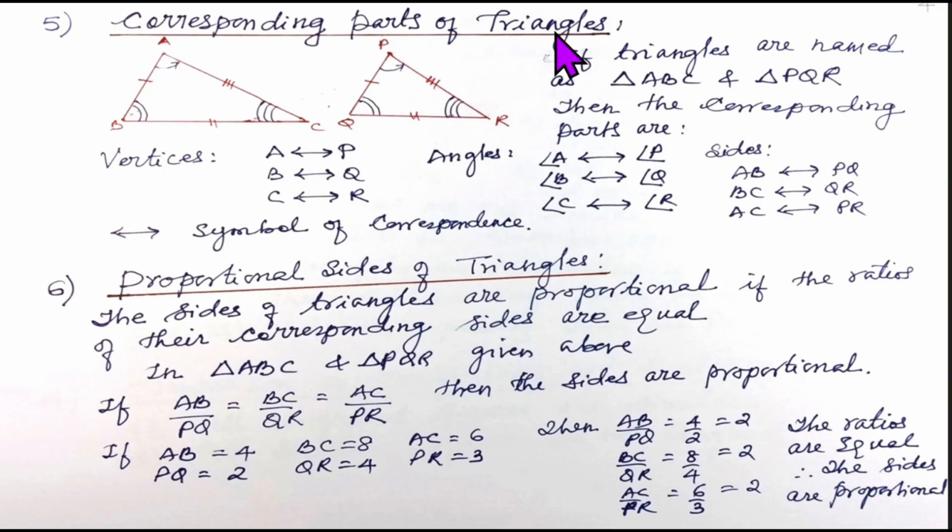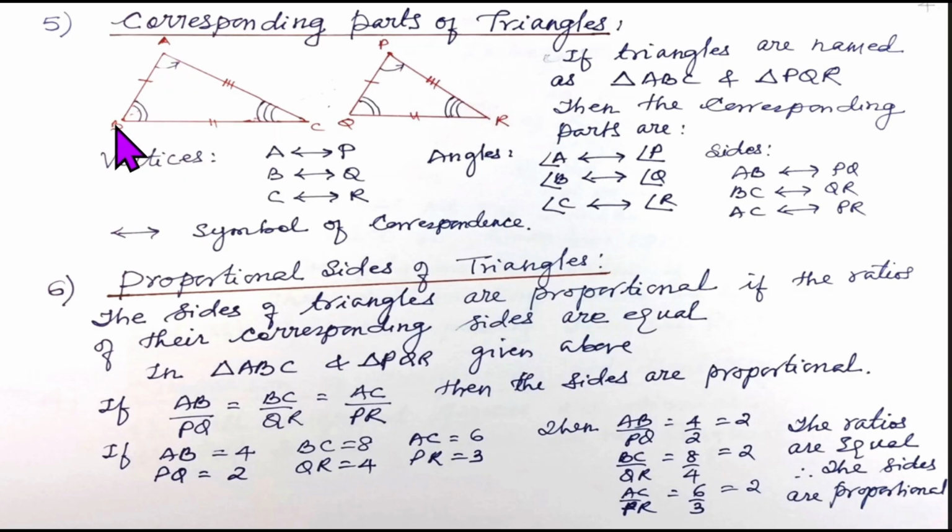Now, corresponding parts of triangles. If you take triangle ABC and triangle PQR, then if you take the vertices of these two triangles, and I name these two triangles as triangle ABC and triangle PQR, then vertex A corresponds to vertex P, vertex B corresponds to vertex Q, and vertex C corresponds to vertex R. This is the symbol of correspondence. Now if I take the angles, then angle A corresponds to angle P, angle B corresponds to angle Q, angle C corresponds to angle R.